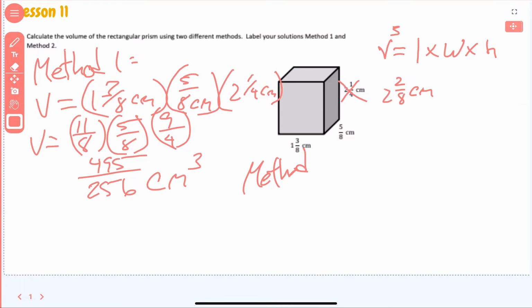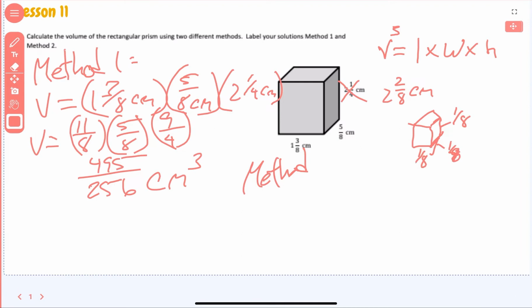Got it? So let me do a fancy drawing here. Oh, got a little crazy on that one. If these were all 1/8, 1/8, and 1/8, how many of those can fit inside that box?